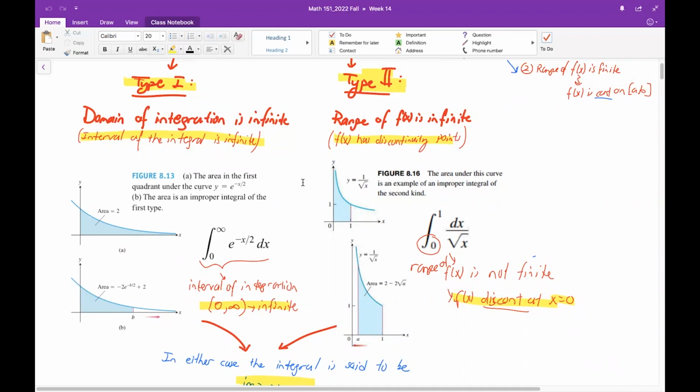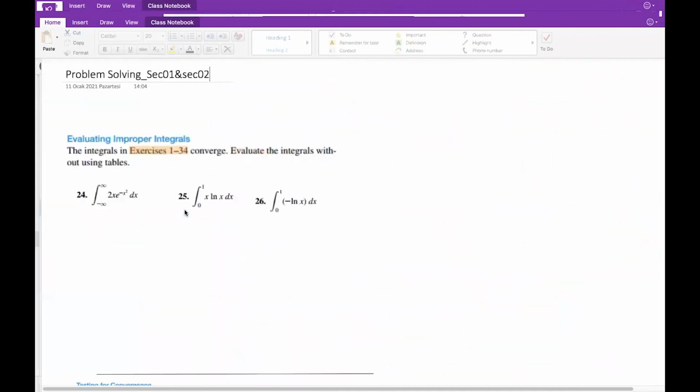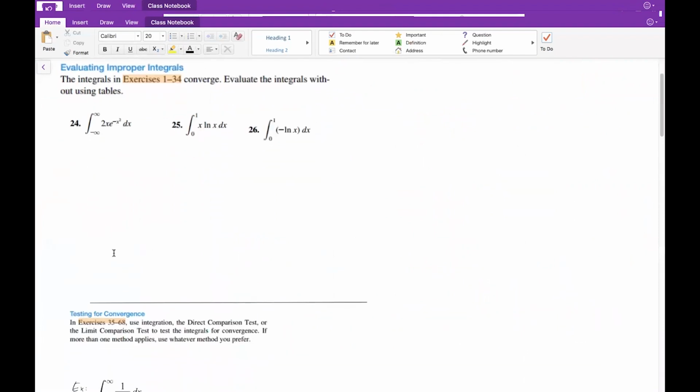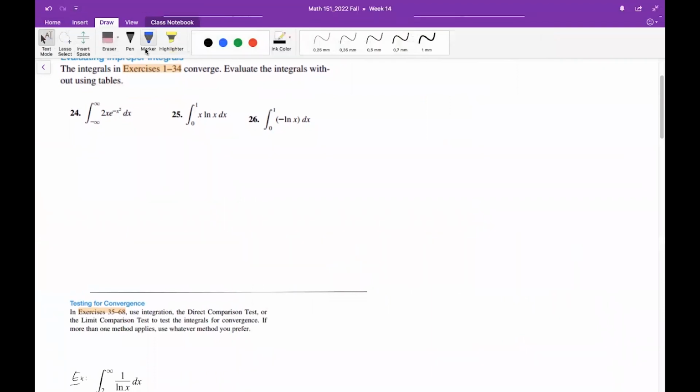So let me explain in more detail what to do about these two types of improper integrals by solving the problems in our problem solving template. Okay, let's start with the first one here, 24. Here we have an integral whose interval is infinite, right? So let me write first, this is a type 1 improper integral.